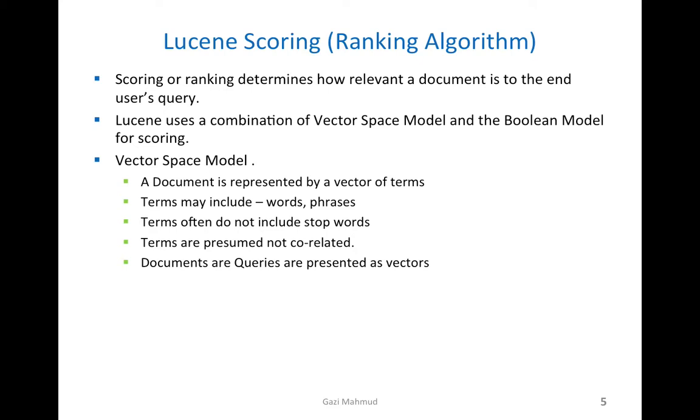That's how you get the most relevant information from a document corpus. Lucene uses a combination of vector space model and the Boolean model for scoring. So let's go over briefly the vector space model. In the vector space model, a document is represented by a vector of terms, and the terms may include words and phrases.